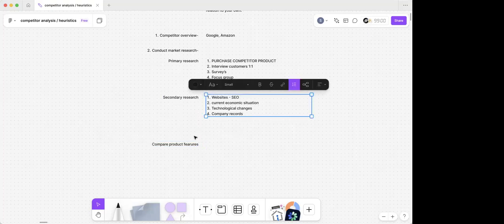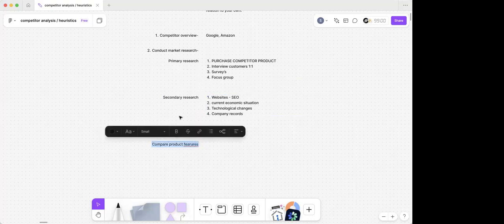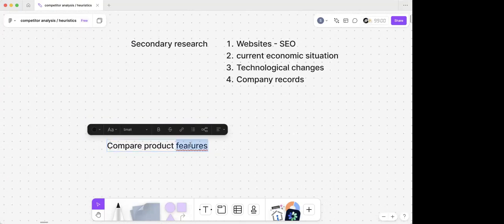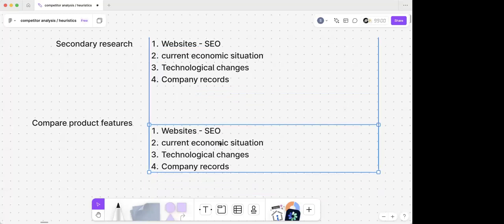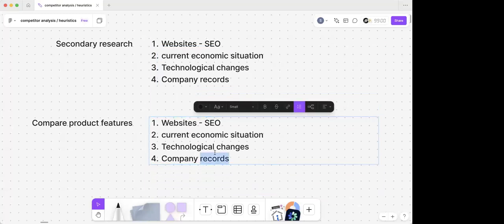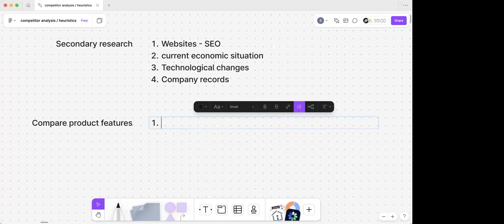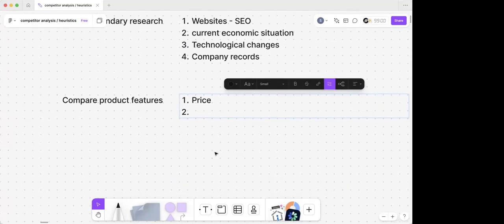Now we can compare product features. Okay, this is an easy one. You can start talking about what kind of product features we can compare. First thing is we can compare price. What all things can you compare?